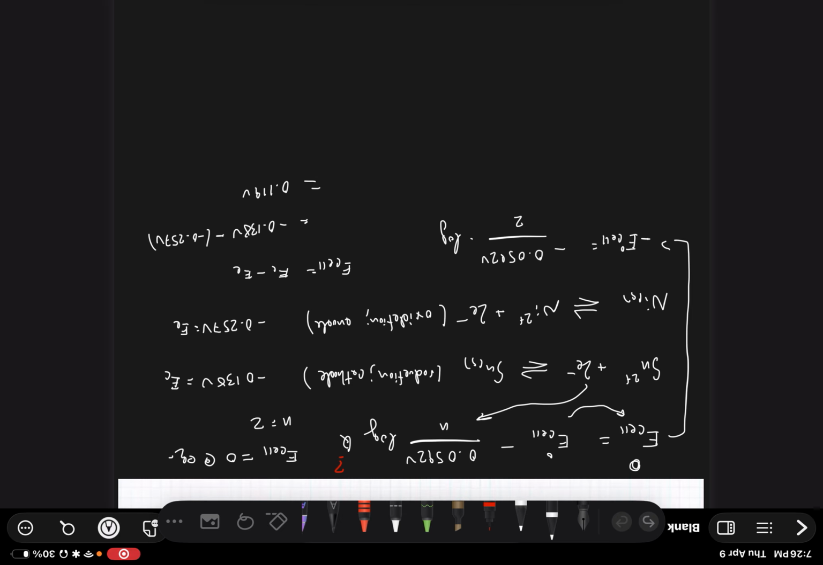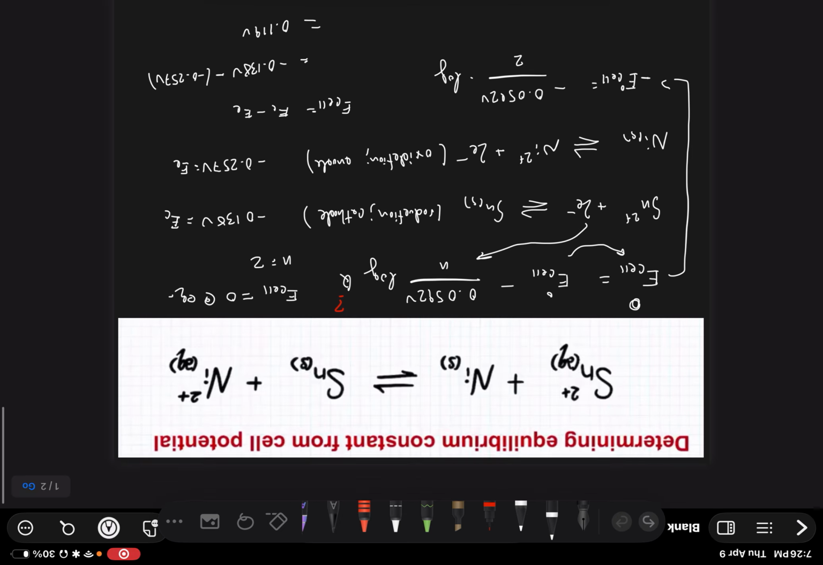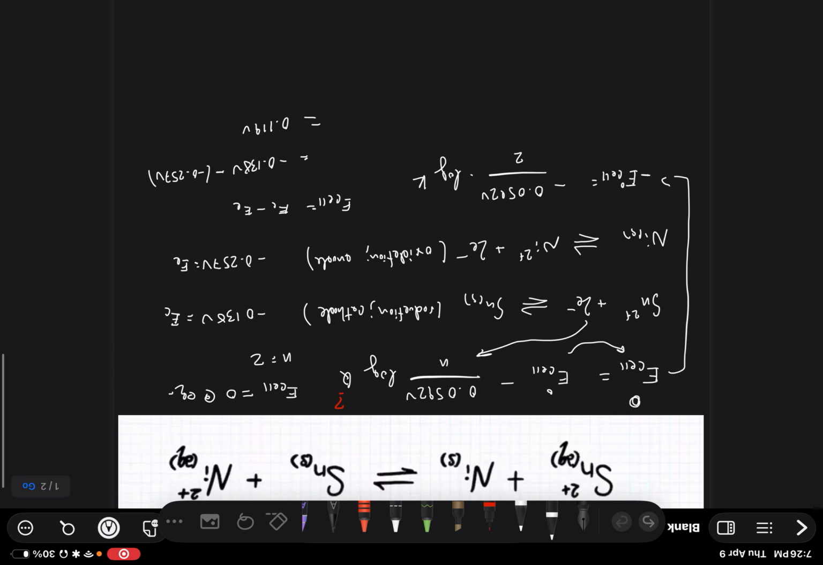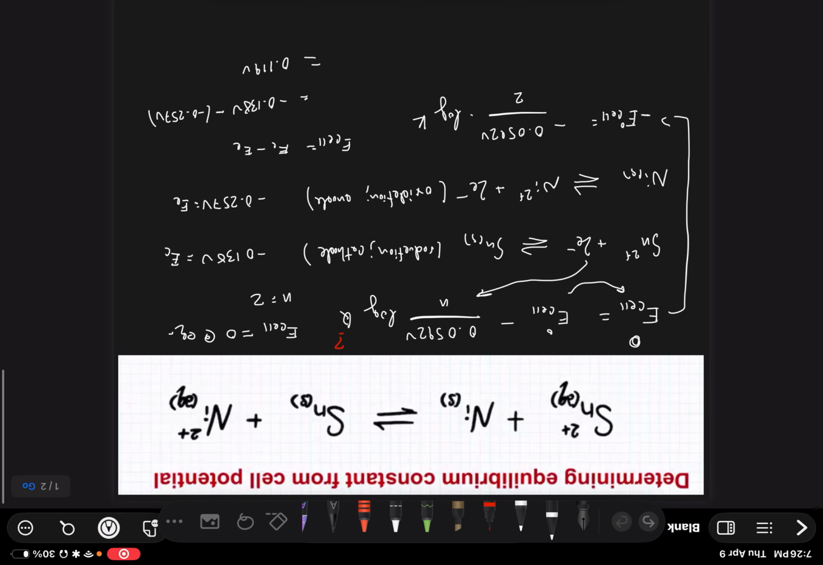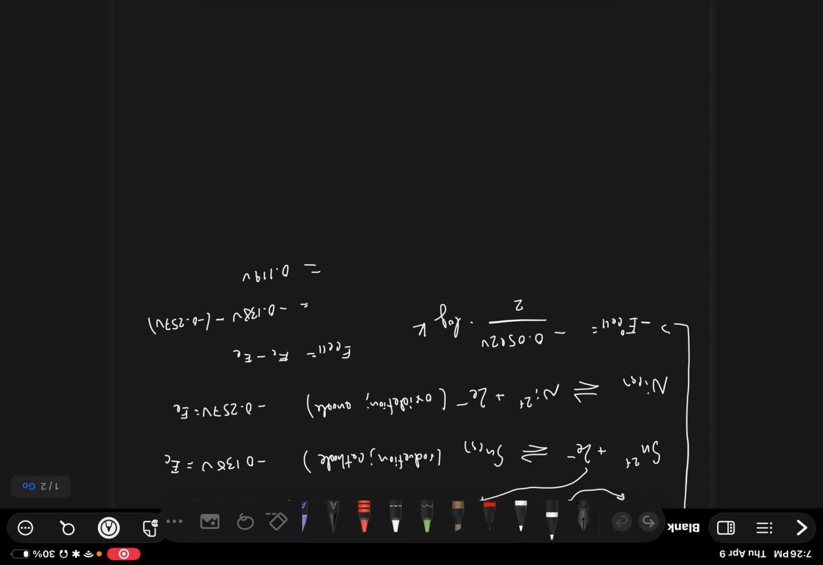Multiplied by log, and because this is an equilibrium constant, we can call this K. K is the equilibrium constant, Q is the reaction quotient. So in any case, when it's at equilibrium, we use K. That's also something my prof just said.